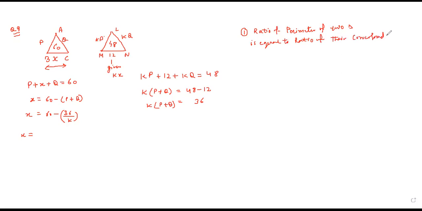This is true when the triangles are similar. If the triangles are not similar, then this theorem will not apply. Clear? So now see, perimeter of one triangle upon perimeter of the other triangle is equal to the ratio of their corresponding sides. So this is equal to 4. This is equal to 15. So the value of X is 15. That means option D is correct.